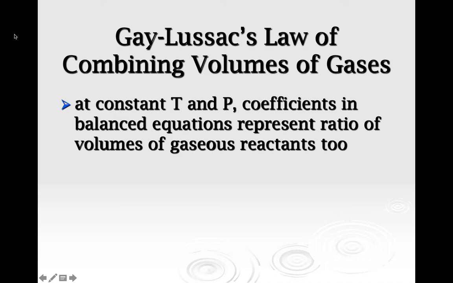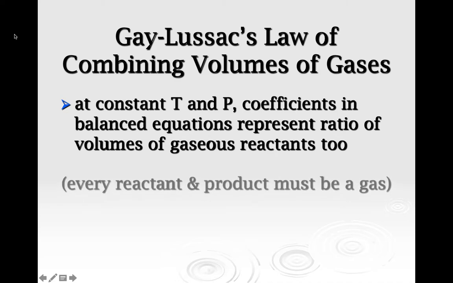So, in other words, in situations involving STP, remember, STP is standard temperature and pressure. The standard temperature of science is 273 Kelvin, or 0 degrees Celsius, and the standard pressure is 1 atmosphere. So at those constant temperatures and pressures, coefficients in a chemical equation represent a ratio of volumes.